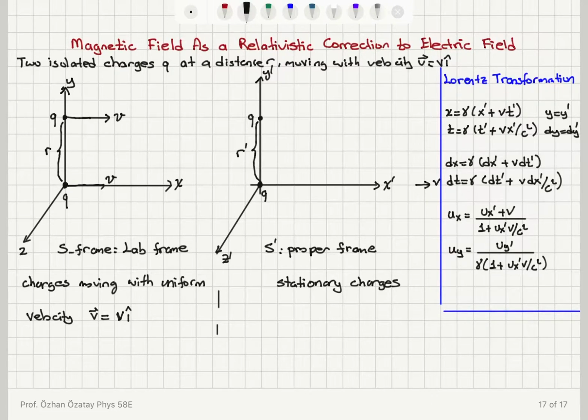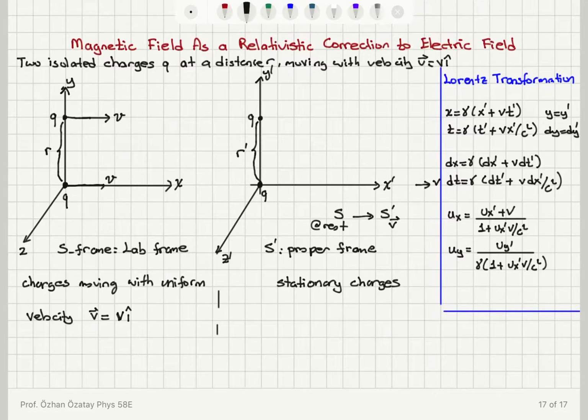Now I can look at this from two different reference frames. The S frame, the lab frame, is the one in which the charges are moving with the uniform velocity v i hat, and the proper reference frame in terms of the theory of special relativity, that is the reference frame in which the charges are stationary. So this S prime reference frame is moving with respect to the S reference frame with a velocity v. So S is at rest, S prime has a velocity v with respect to the S reference frame.